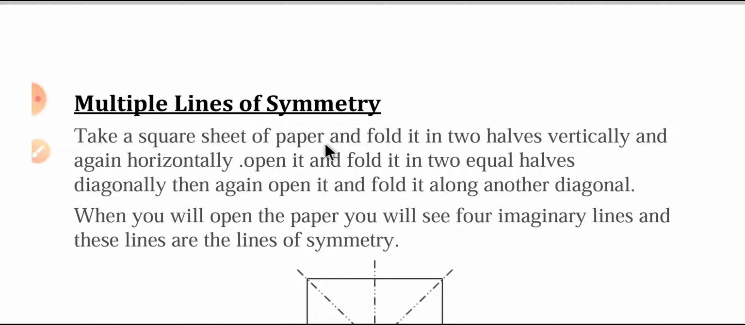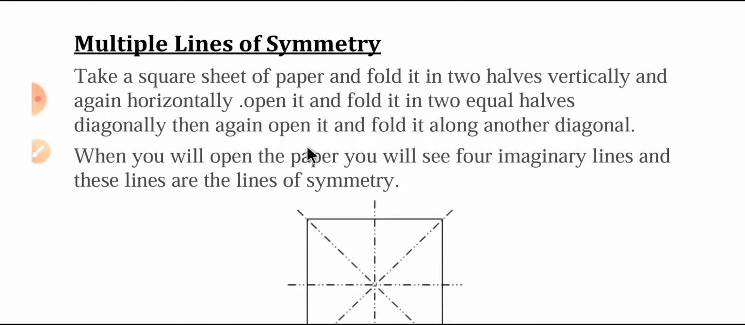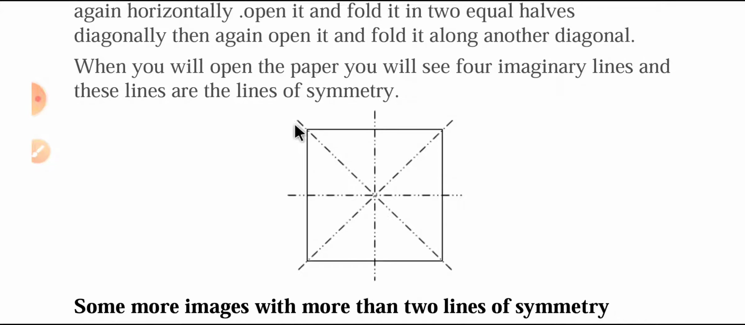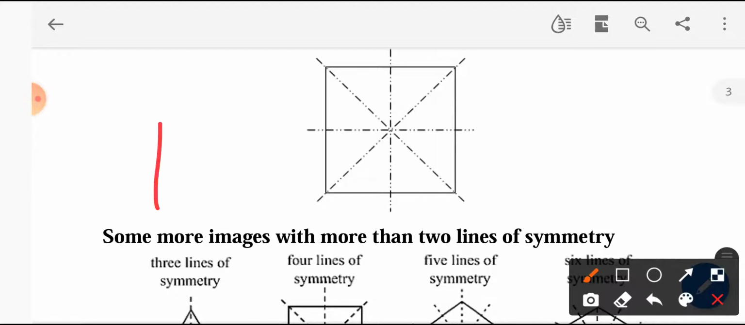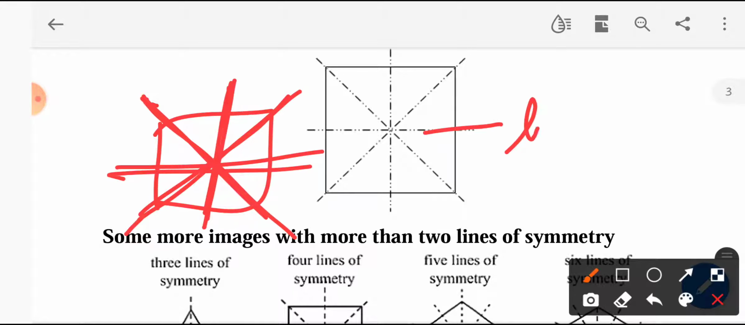Then multiple lines. Multiple lines means more than two lines. So you have to again take a square sheet of paper and fold into two halves vertically and horizontally, open it and fold into two equal halves. After that you have to fold diagonally and again open it and fold it along the other diagonal. So you will see four imaginary lines on the paper that are the lines of symmetry. First of all, you take a square paper, fold it vertically, then horizontally, then diagonally, like this. So you can see that four lines will be obtained. These lines are known as lines of symmetry.